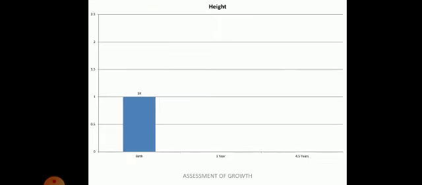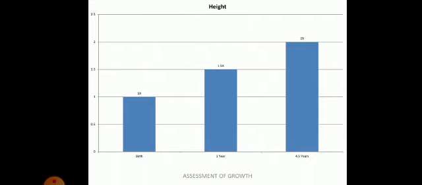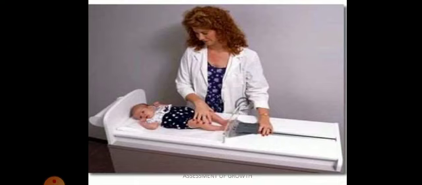So here you can see height is 1.5 times at birth at the age of 1 year, and it is 2 times at the age of 4 to 4.5 years.